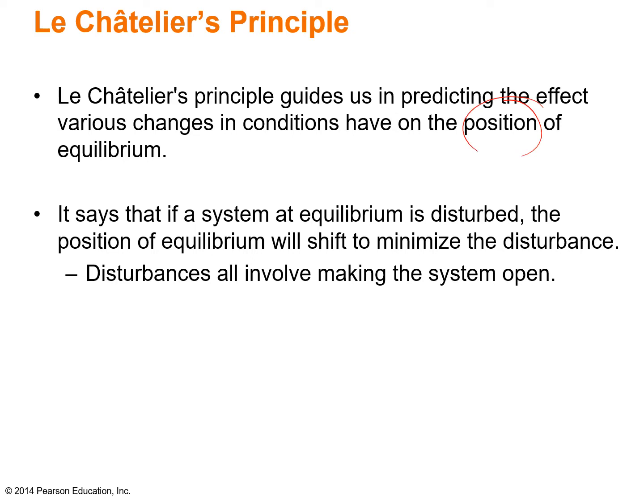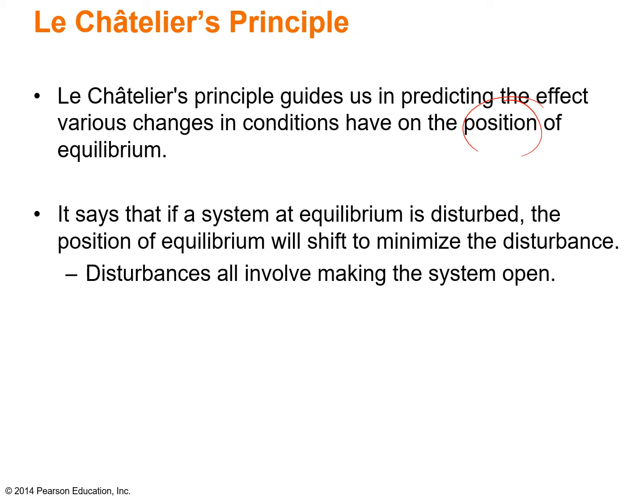Are we forming products? Are we forming reactants? Are we forming more products? Are we forming more reactants? Which one is heavily emphasized? It says that if a system at equilibrium is disturbed, the position of equilibrium will shift to minimize the disturbance.